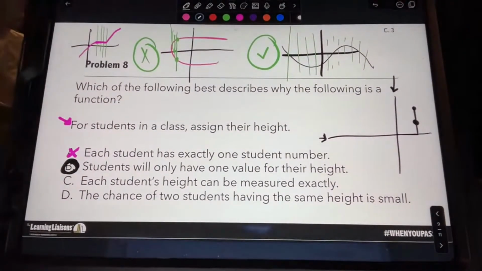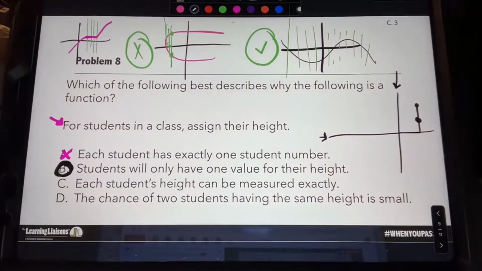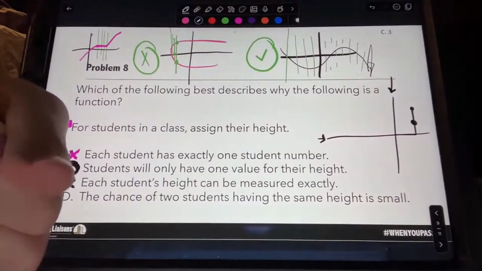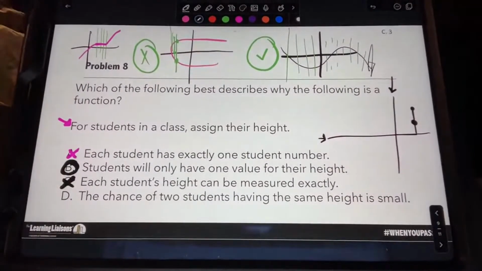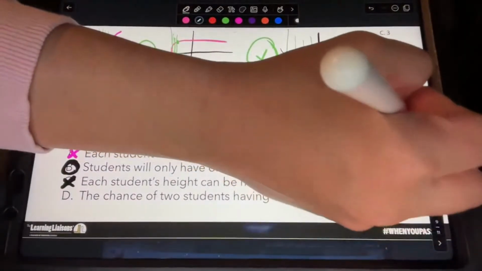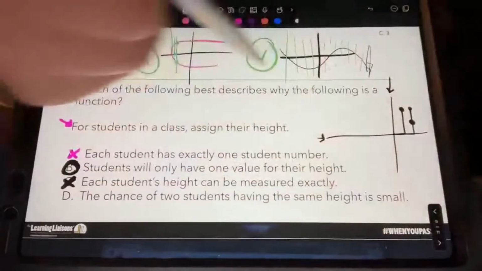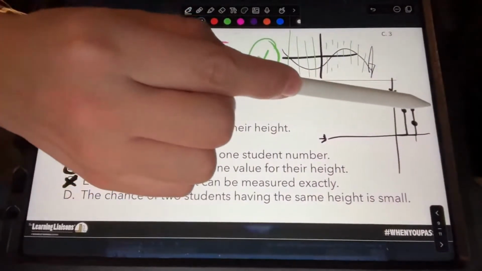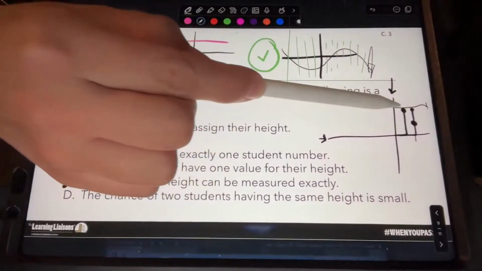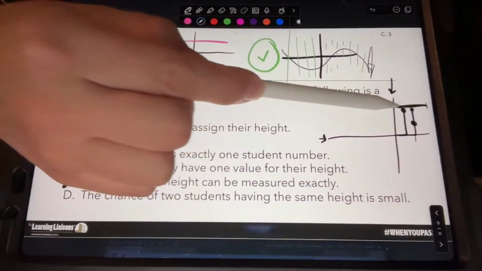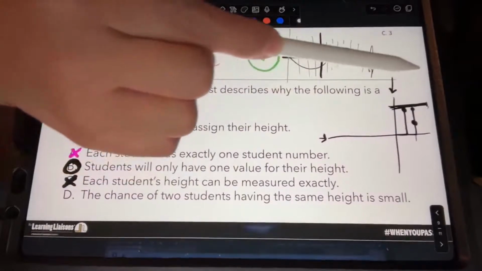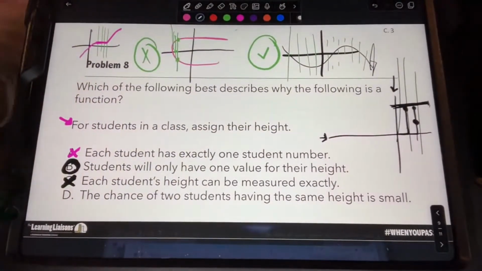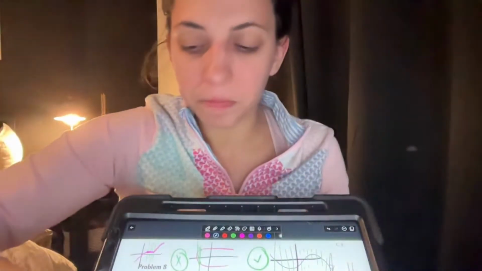C, each student's height can be measured exactly. That has nothing to do with my actual graph, and so that's not telling me whether it's a function. And D, the chance of two students having the same height doesn't matter because if this student and this student are the same height, I still pass the vertical line test because that creates a horizontal line, not a vertical line. So that's why B is the correct answer.